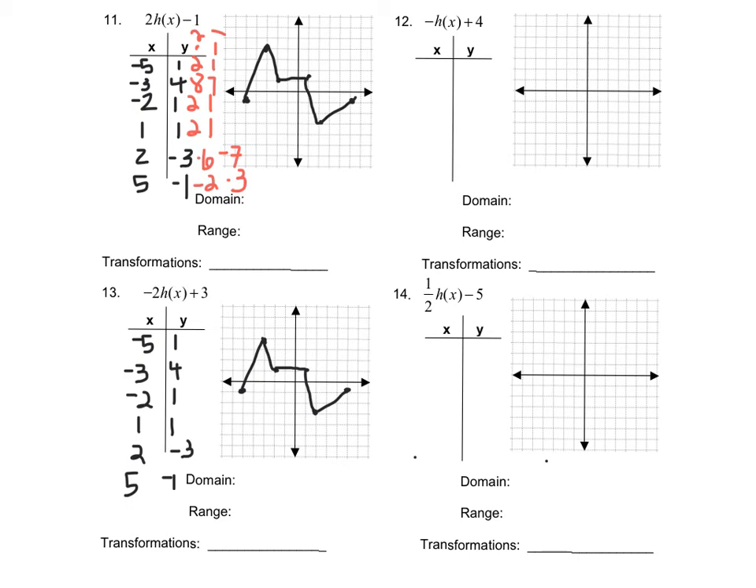And remember the second column, so this column of y's right here is what I'm going to plot. This is only the first transformation of multiplying by 2. It's telling me the new function is multiplied by 2 and subtracted by 1, so I'm going to plot this x column and this y column.